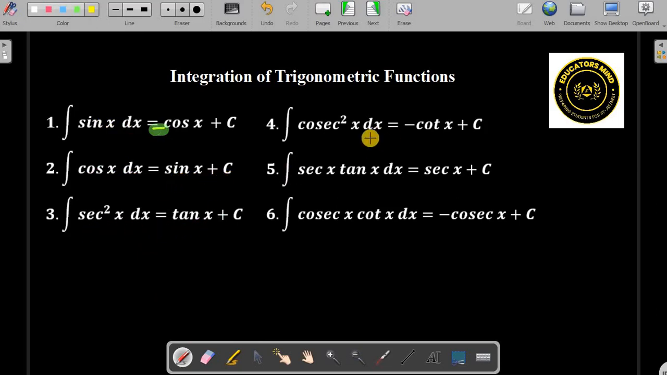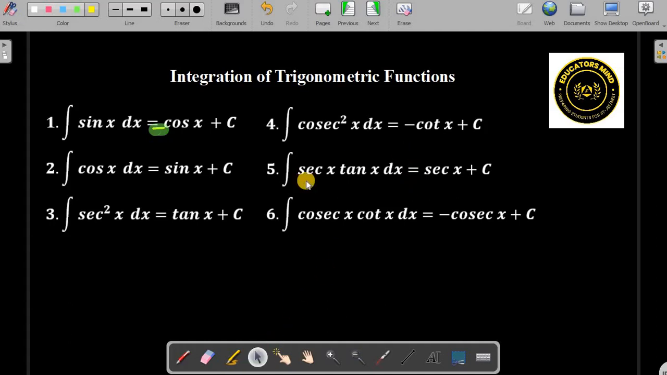Secant square x is tan x. Cosecant square x is minus cot x. Secant x tan x is secant x. Cosecant x cot x is minus cosecant x. Okay, so all these formulas we have to remember, right? Because it is going to be useful.